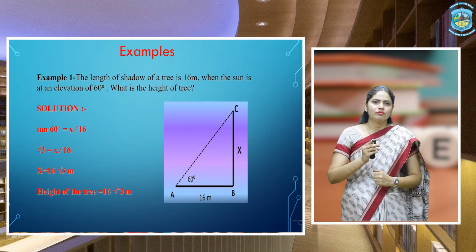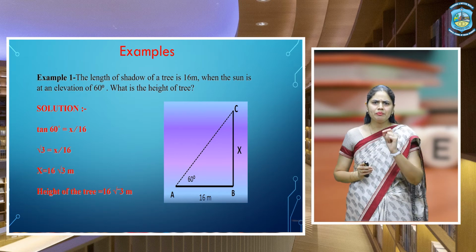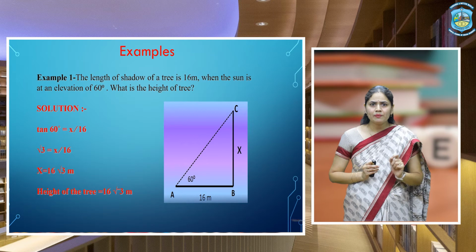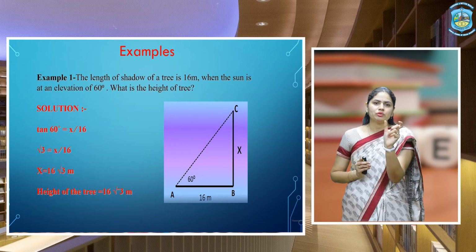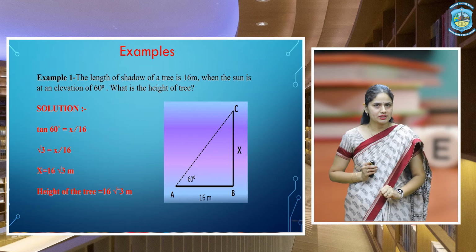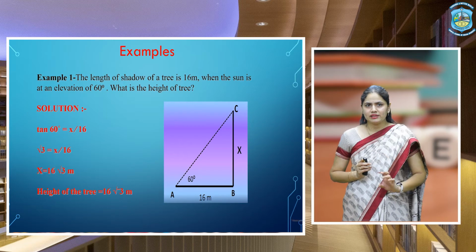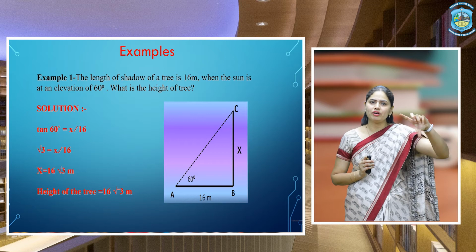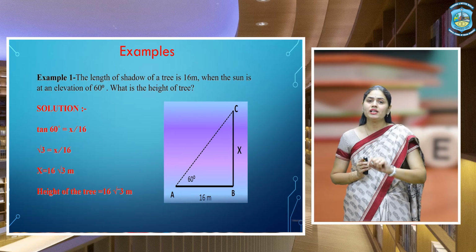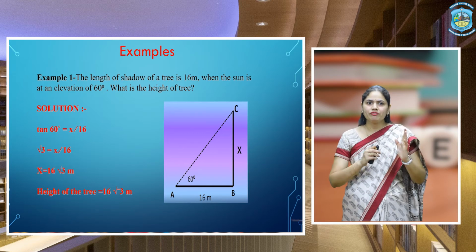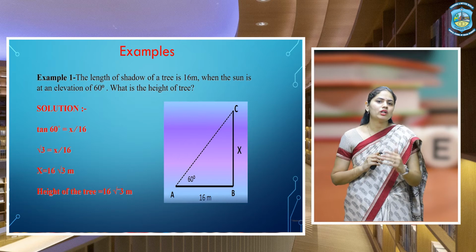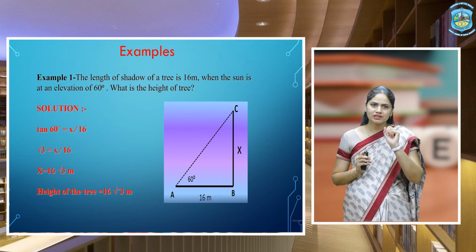Let's see this diagram. ABC is a right angle triangle where the length of the shadow, that is AB, is equal to 16 meter. The height of the tree, that is BC, is x, and the angle of elevation, that is angle A, is 60 degree. So at first we will write down the given terms. Here AB is given.